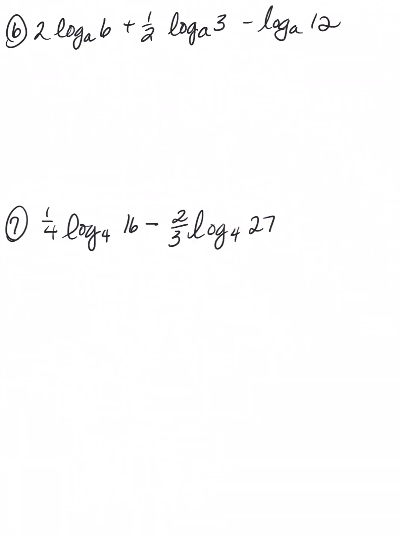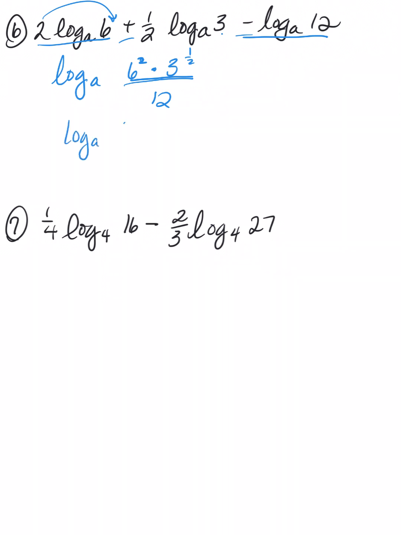Number 6. All right. So we have a plus sign and we have a minus. So that means we are going to have one log because we're condensing, but we are going to have a division in here, okay? And this part's going to go underneath. So let's break this up. We have 6 squared times 3 to the 1/2 power, all right, over 12. All right, let's see what we can do with that. That is going to be the log of base a of 36 times the square root of 3 over 12.